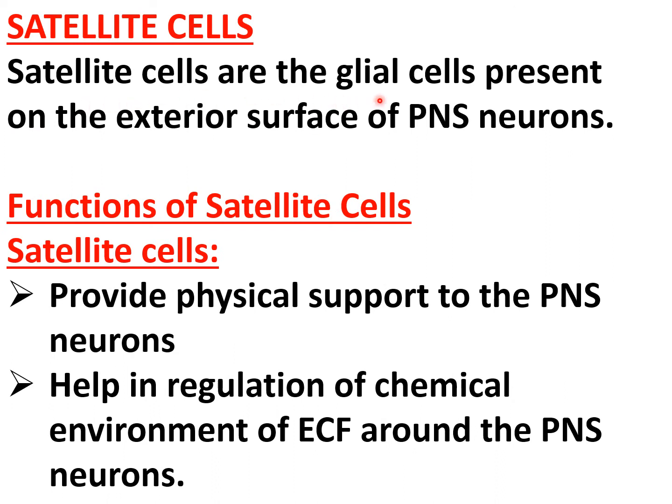Then satellite cells are the glial cells present on the exterior surface of the peripheral nervous system neurons. The function of the satellite cells is to provide physical support to the peripheral nervous system neurons, and they also help in regulation of the chemical environment of the extracellular fluid around the peripheral nervous system neurons.